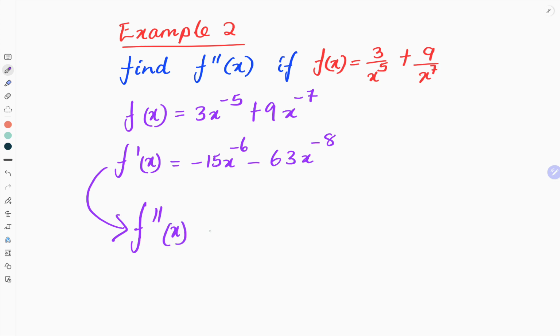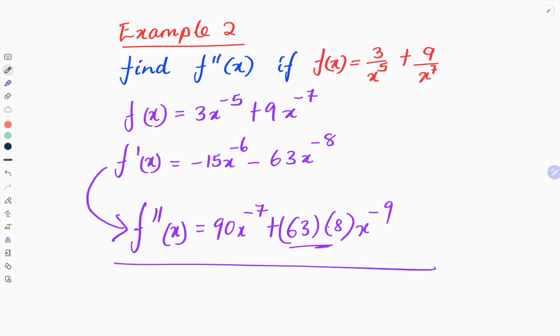And that will be equal to negative 6 times, that will be 90x to the power negative 7. Then that will be plus 63 multiplied by 8. So negative 63 times negative 8, so that will be a positive value. Then x to the power negative 9. And then you can simplify this. And that's how you do the second derivative of this function.